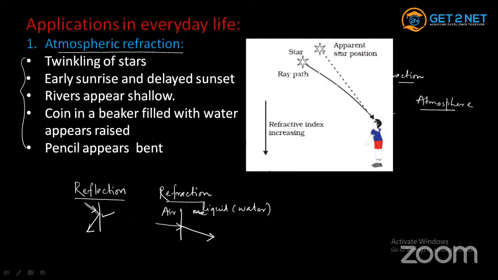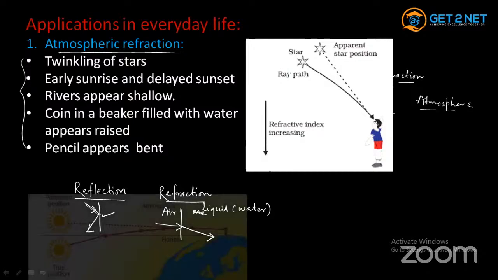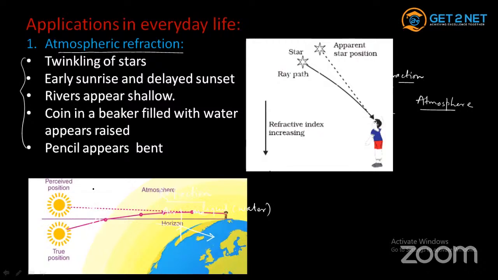Next is early sunrise and delayed sunset. So here you can see true position is below the horizon. The true position is below the horizon, but at times, because atmospheric refraction is happening, the position is seen above the horizon. What is below the horizon is seen above.